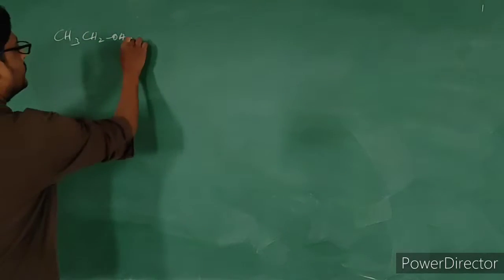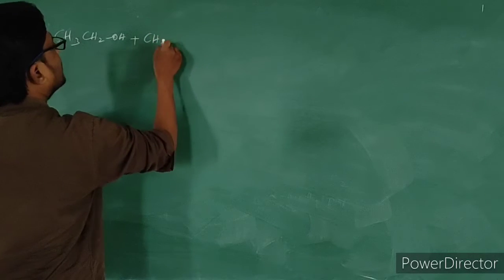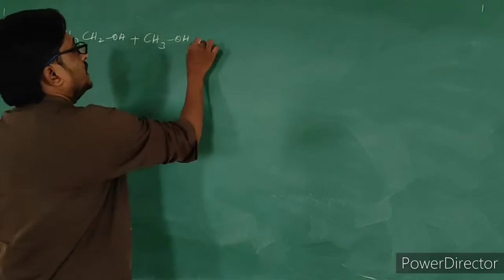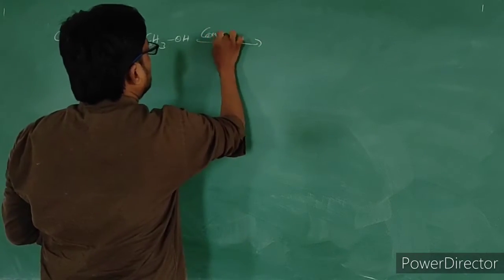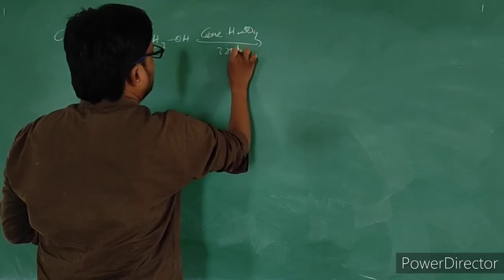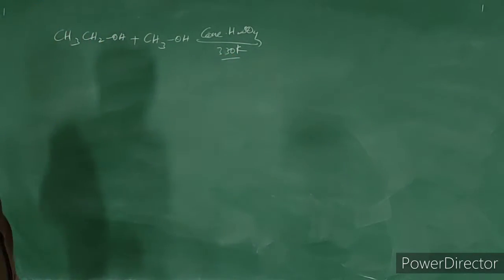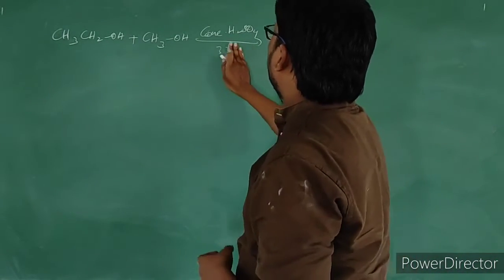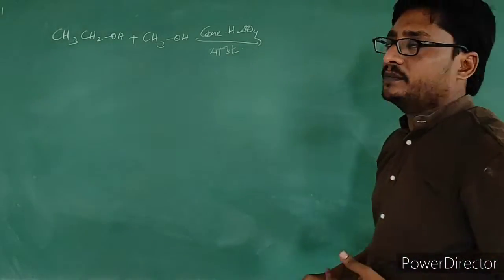This is one alcohol, and the second alcohol which I am taking is CH3OH. So two different types of alcohols I am taking, and I am reacting them in the presence of an acid, let us consider concentrated sulfuric acid. Generally, this reaction can take place at a temperature of 330 Kelvin. Now, different types of ethers we can make at a temperature of 413 Kelvin.